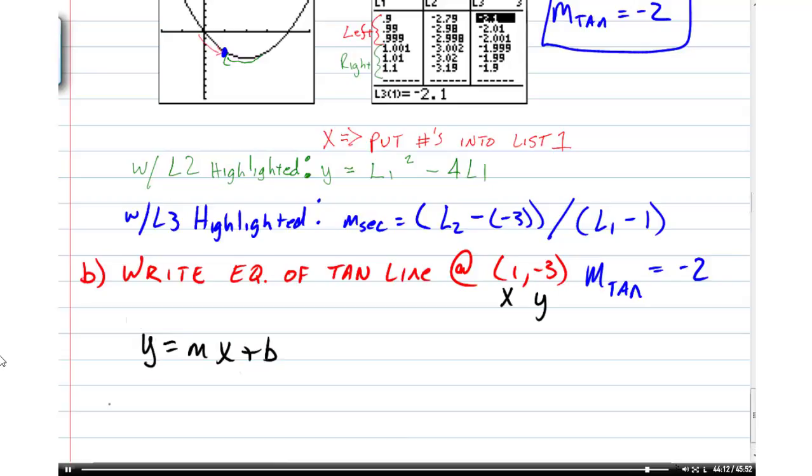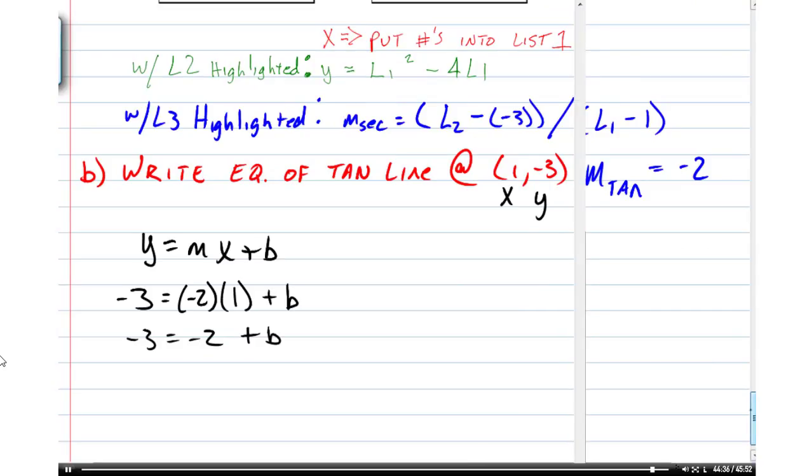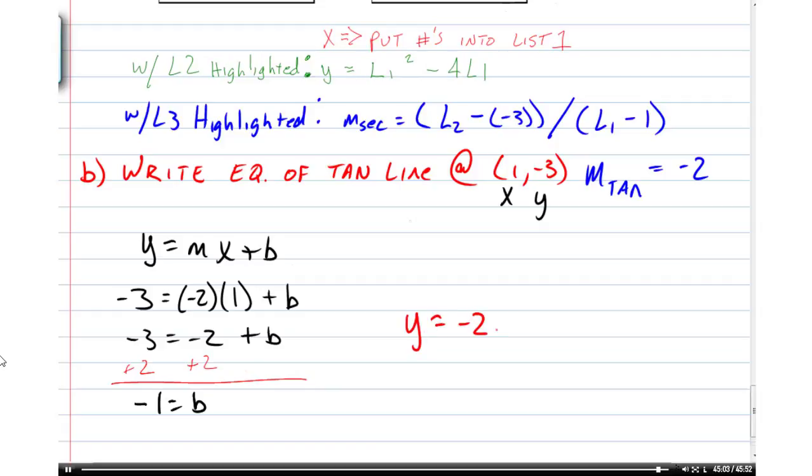And what do I plug in place of y? -3. What do I plug in place of m? -2. What do I plug in place of x? 1 plus b. That's a b, not a 6. My handwriting sometimes hurts. This is going to be -3 equals -2 plus b. Now what? All right, add 2 to both sides, and we get b is equal to -1. So the equation of the tangent line then is y equals -2x minus 1.